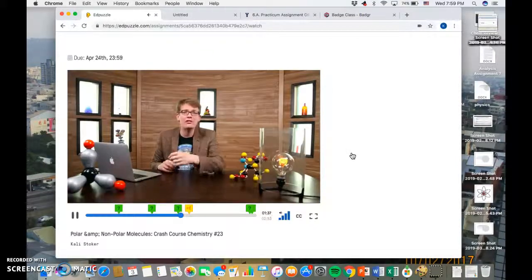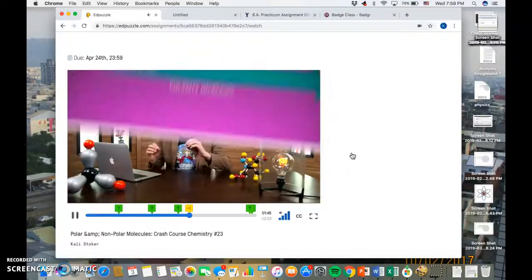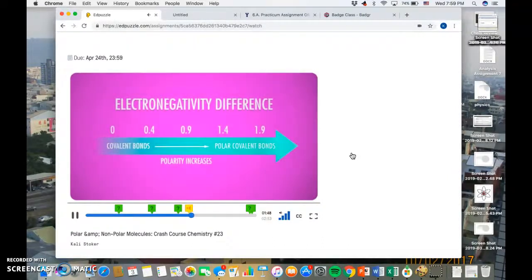Now, in extreme cases, like if the electronegativity difference is greater than 1.6, then we end up with two ions in the same molecule. This isn't what we're talking about here when we talk about polar molecules. This is what we call an ionic bond. We will talk more about this next week in class. We're talking about differences between 0.5 and 1.6.